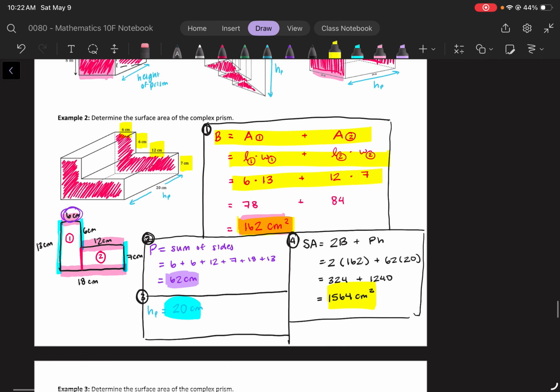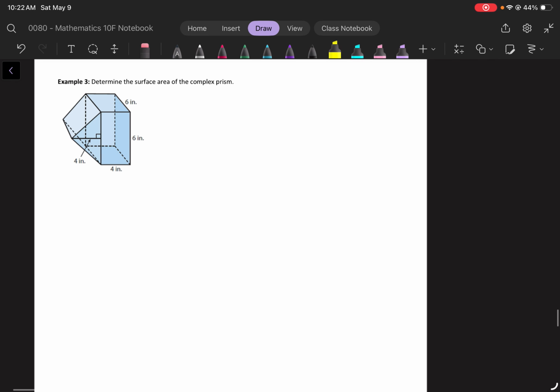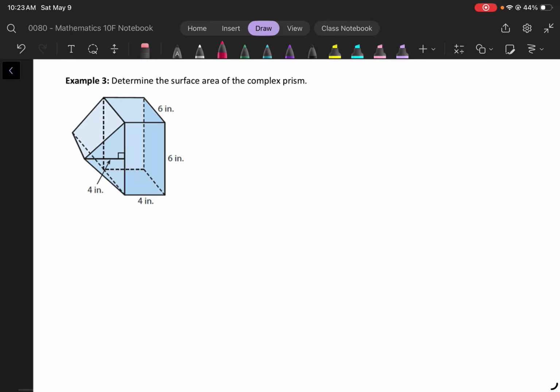Now we have one more example to do, and it's this guy. If you could, can you please shade in your base? Identify what your height is going to be of your prism. And I'm actually going to redraw my base once again, just so that we're all on the same page here. Okay, take a moment, pause the video, do those things. Go.